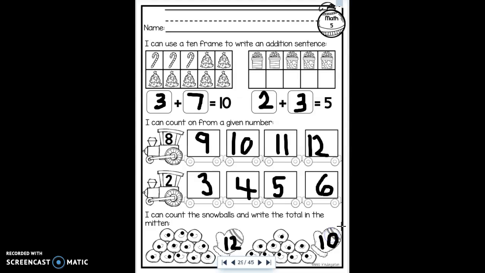Good work. Good job. Make sure you finish up everything and you can close your morning work folder and you're done with morning work for today. Good job, guys.